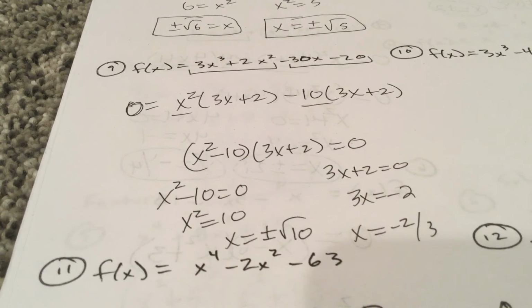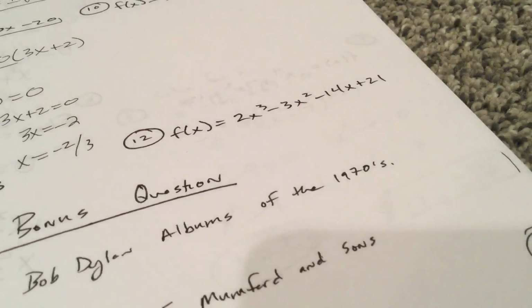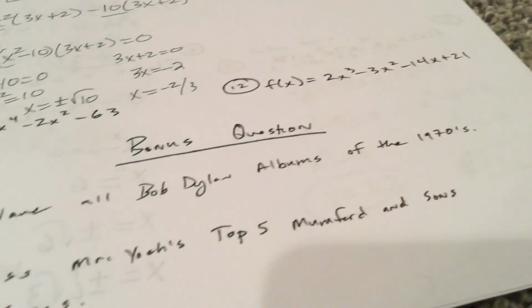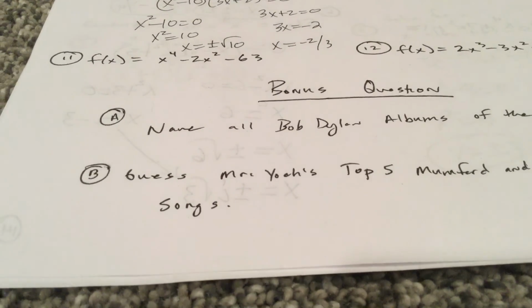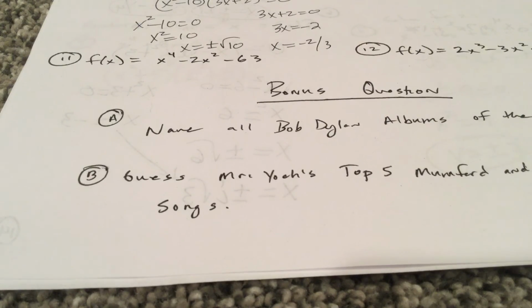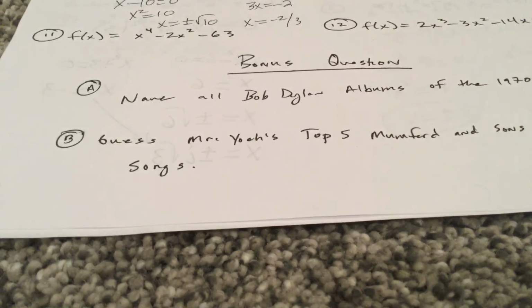This game plan. And lastly, for bonus A, name all Bob Dylan albums of the 1970s. Good luck. Bonus B for the definite primo candy there. You get 5 guesses. So Google, guess Mr. Yock's top 5 Mumford & Sons songs.